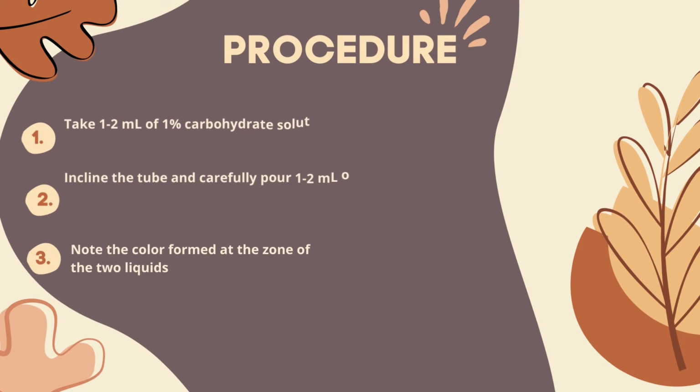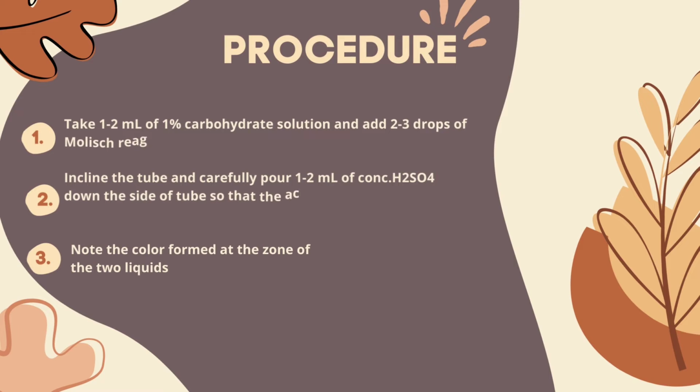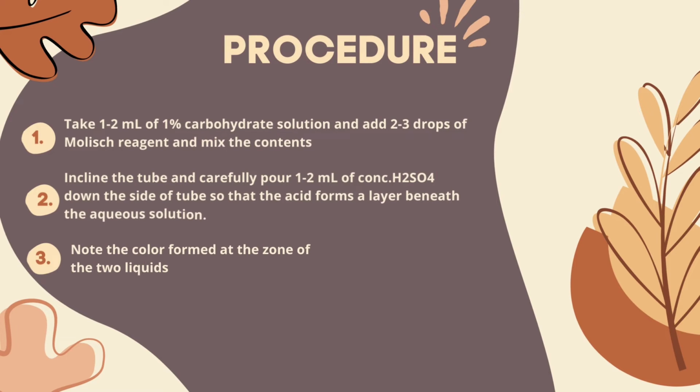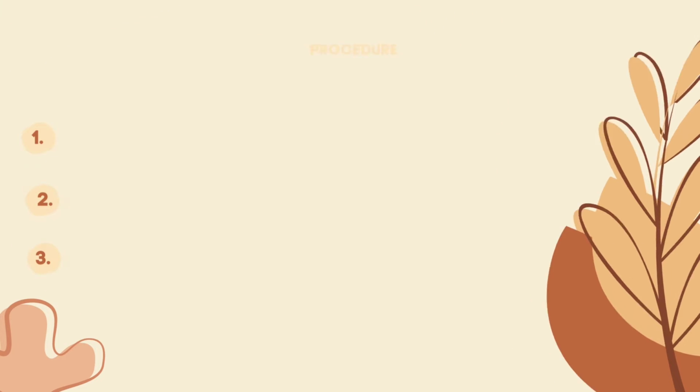Procedure. Take 1 to 2 ml of 1% carbohydrate solution and add 2 to 3 drops of Molisch reagent and mix the contents. Incline the tube and carefully pour 1 to 2 ml of concentrated sulfuric acid down the side of the tube so that the acid forms a layer beneath the aqueous solution. Note the color formed at the zone of the two liquids.